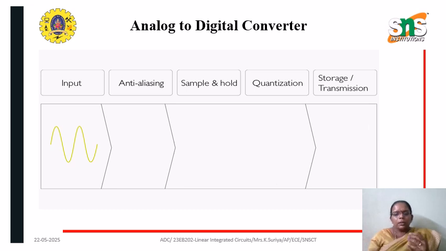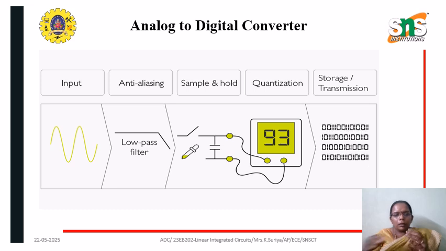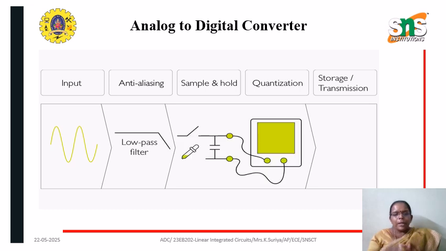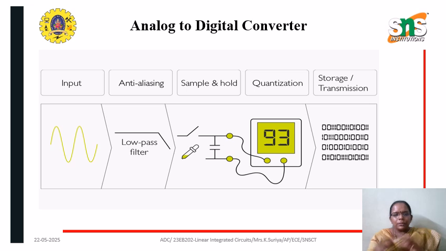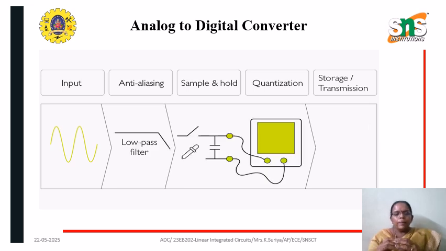Okay, so the next one is the hold circuit. So the holding circuit does not convert anything, it just holds the samples generated by the sampler. It holds the first sample until it receives the next sample. Once the new sample is received, it will release the old sample to its next block. And the next stage is the quantization.